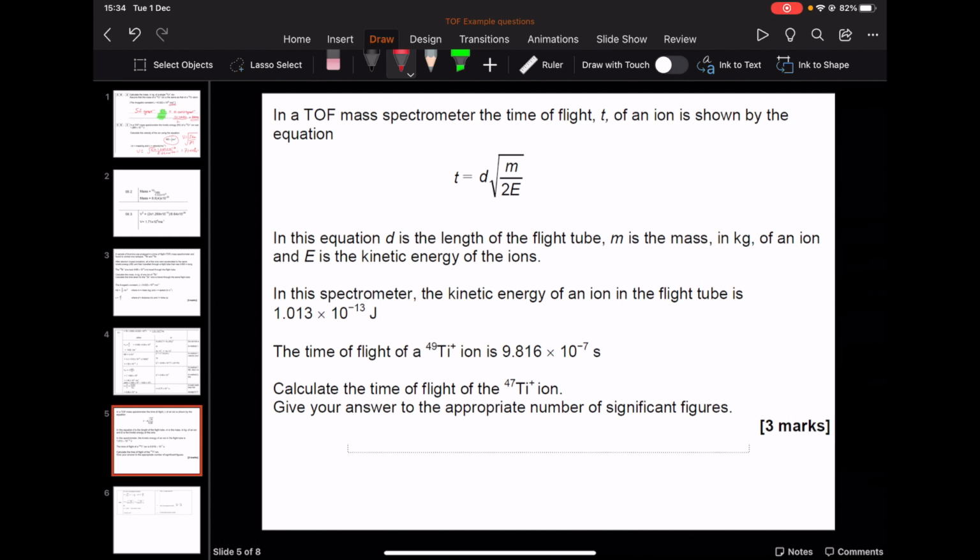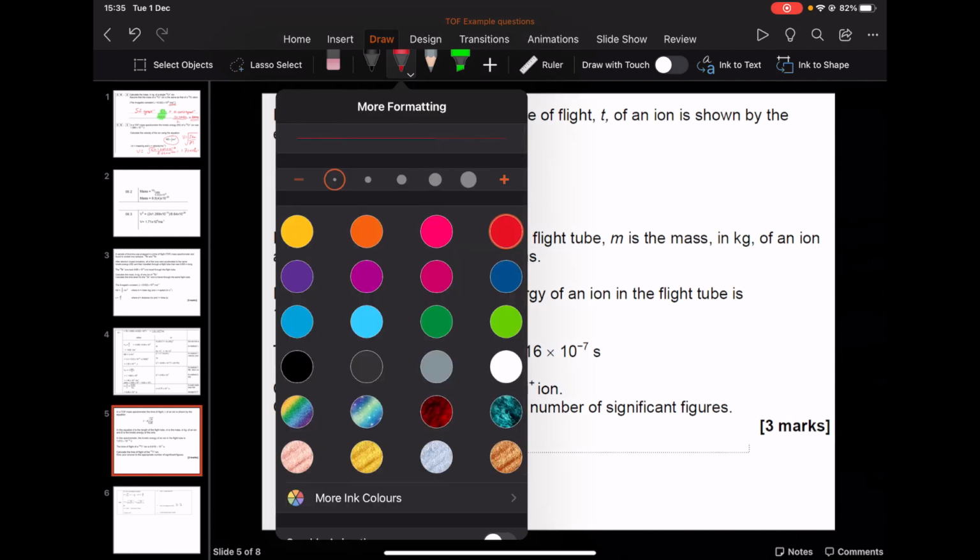In this question, the first thing you will need to do is work out the distance. You use what they've given you, the kinetic energy and the time of flight of the Ti ion, and use that to work out what D is, because those are the things that you have. So again, I'm going to do it over here.